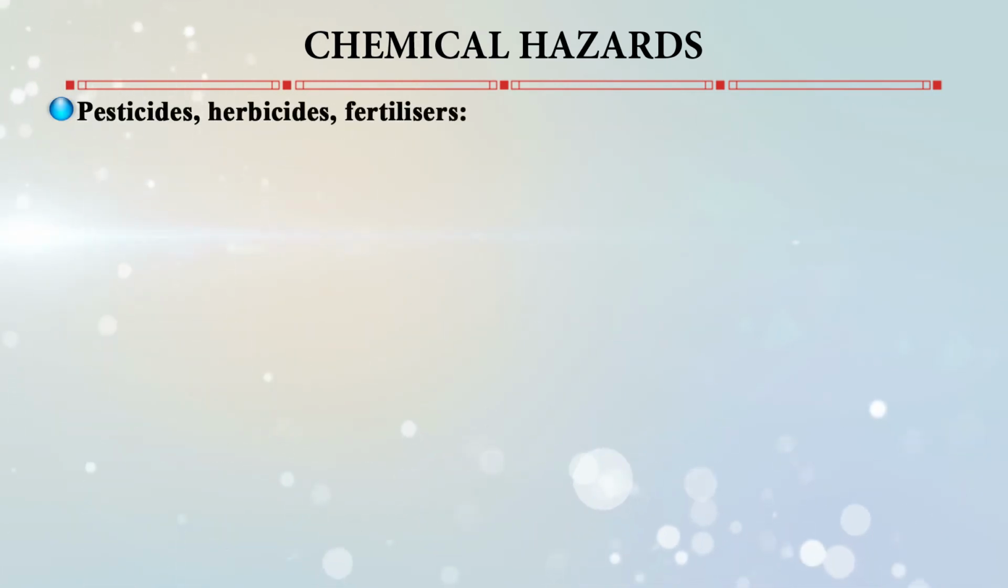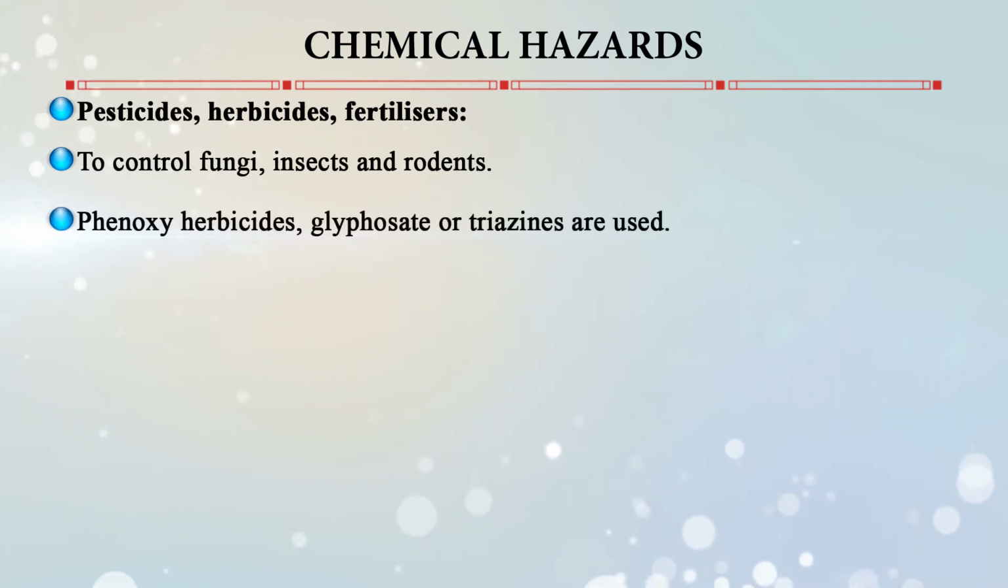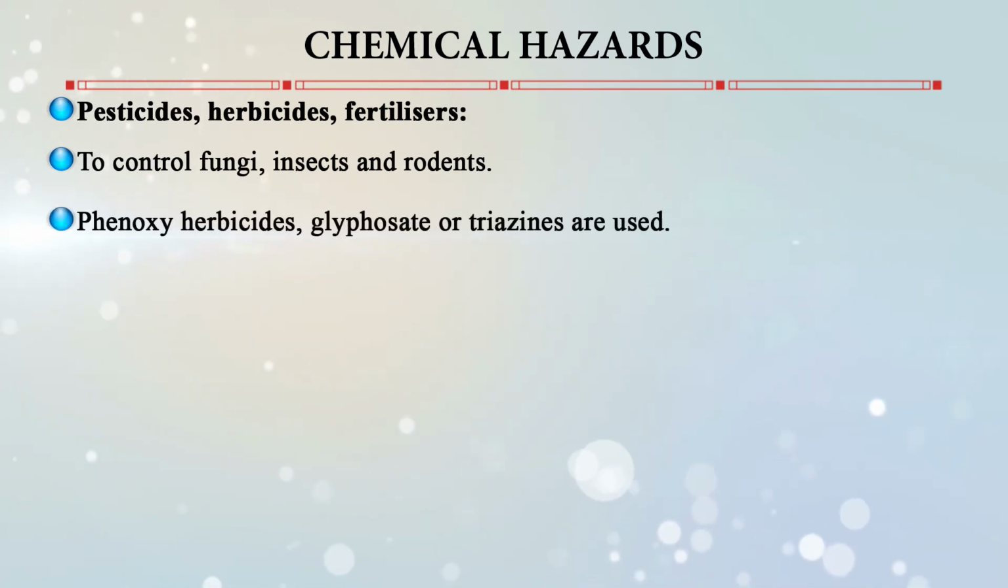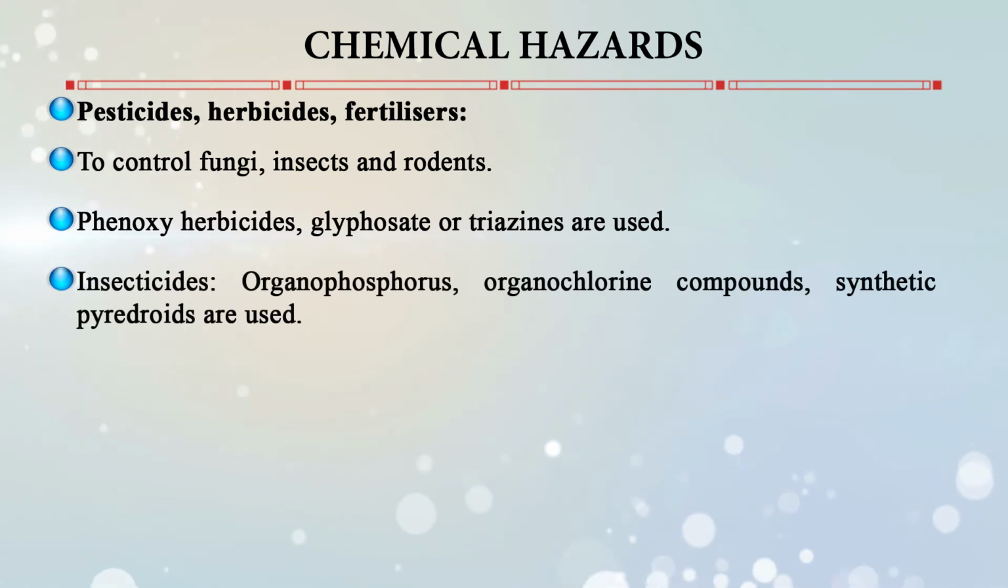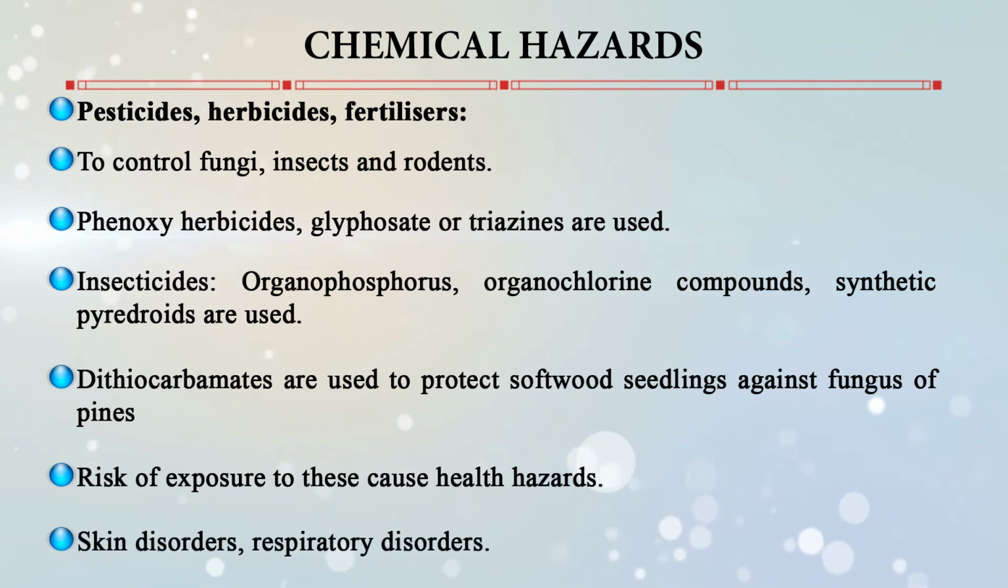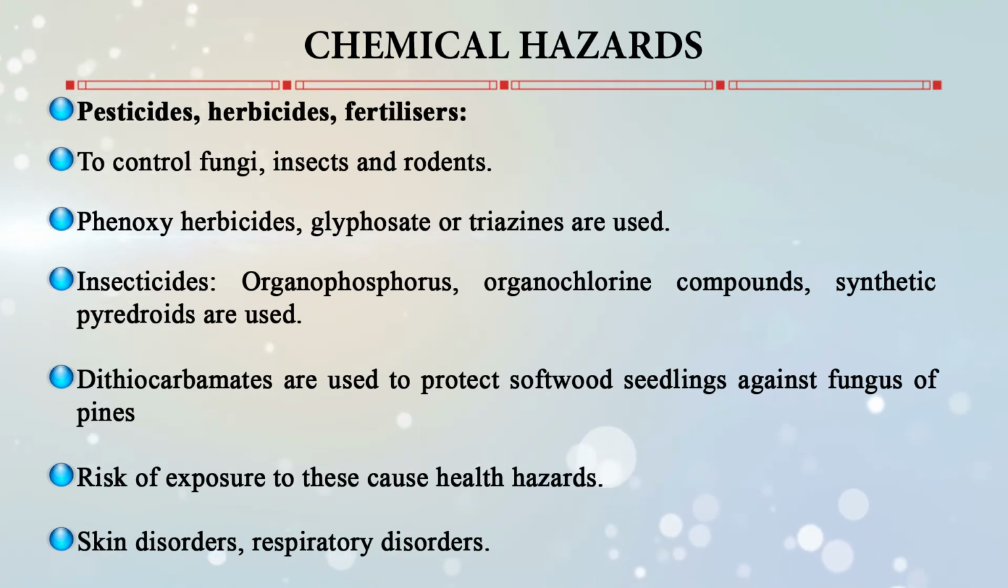Then there are certain chemicals to control fungi, insects and rodents, like phenoxy herbicides, glyphosate and triazines. Then organophosphorus and organochlorine compounds can be used. Dithiocarbamates are normally used to protect softwood seedlings against fungus and pines. All this can cause skin disorder, respiratory disorder and other risks to health.